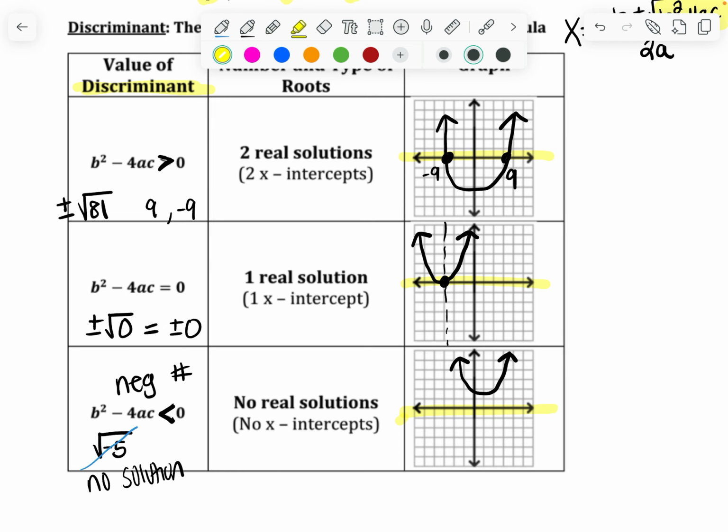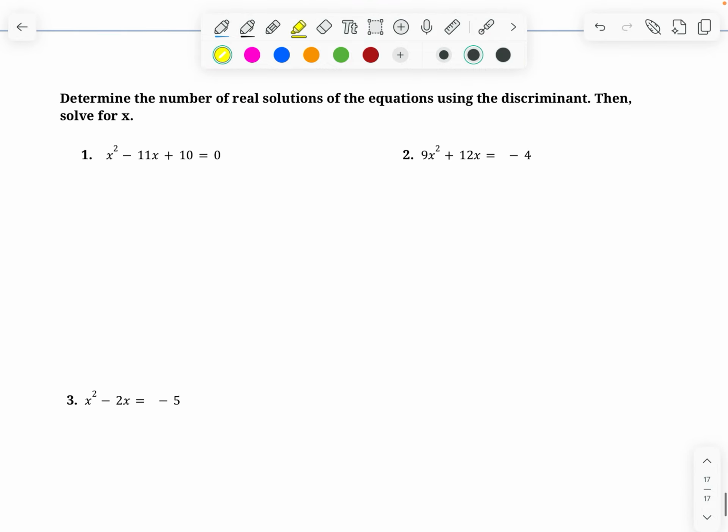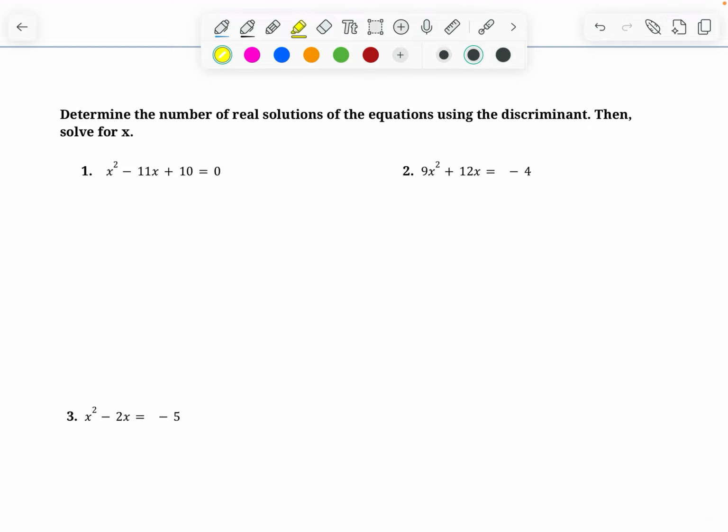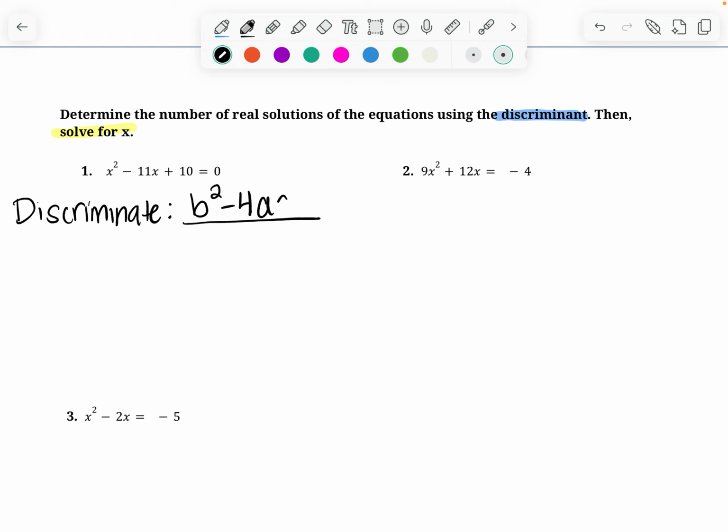So let's do a couple examples. Okay, so we are going to use the quadratic formula to solve for x. And we're going to start by finding the discriminant because that's going to be our first step of solving the quadratic formula. So when we find the discriminant, we are just looking for the b squared minus 4ac part.